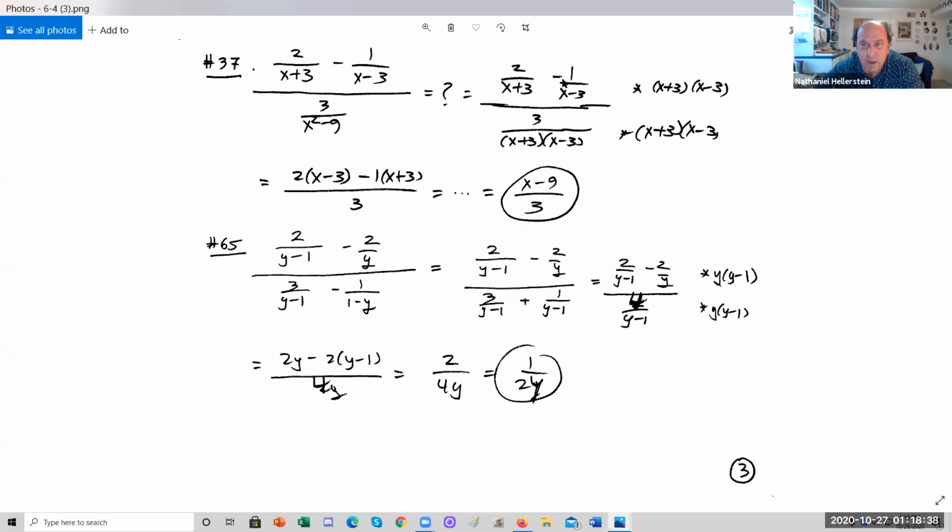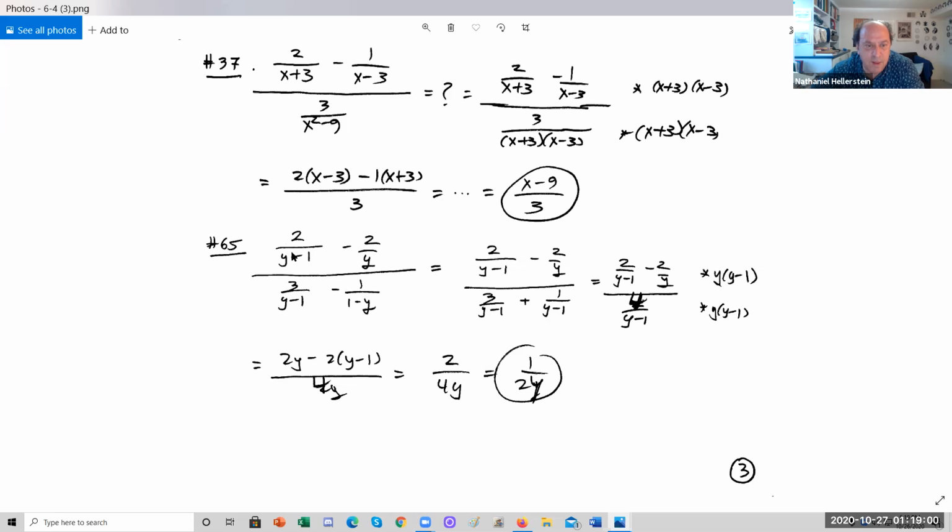And this times this, the x plus 3's cancel, leaving twice x minus 3. Minus this times this is x plus 3. And this times this cancels, leaving just a 3. Now in the numerator, we just distribute and combine like terms. And a couple steps later, we get x minus 9 over 3.